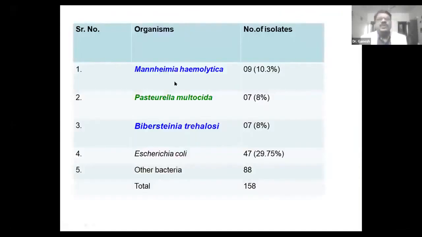In this study, we find that Mannheimia hemolytica is around 10.3%. Then Pasteurella multocida is around 8%. Then Bibersteinia trehalosi. This is an important pathogen. Previously, it was known as Pasteurella trehalosi. It is just like Pasteurella only, but now it is known as Bibersteinia trehalosi, and we are ignoring this infection. We are only concentrating on Mannheimia hemolytica and Pasteurella multocida. Then we isolated 47 E. coli. Apart from this, around 88 isolates were isolated from various bacterial species.